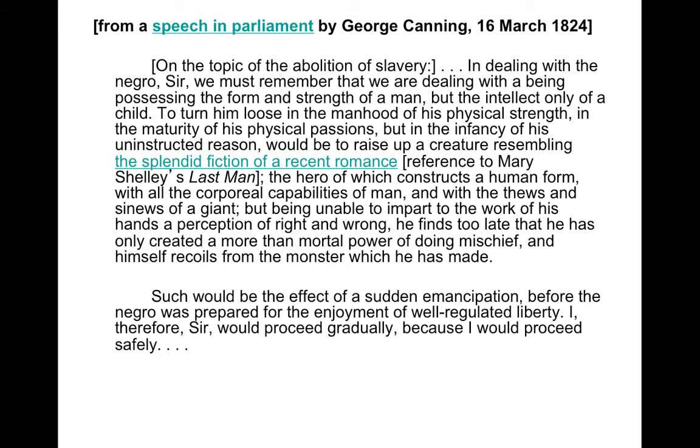He continues on, "Such would be the effect of a sudden emancipation before the Negro was prepared for the enjoyment of well-regulated liberty. I therefore, sir, would proceed gradually because I would proceed safely." So there was also a fear in Parliament that these slaves would, with their freedom, not understand the social construct of civilization.